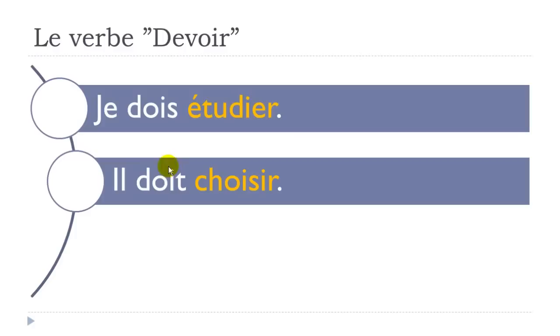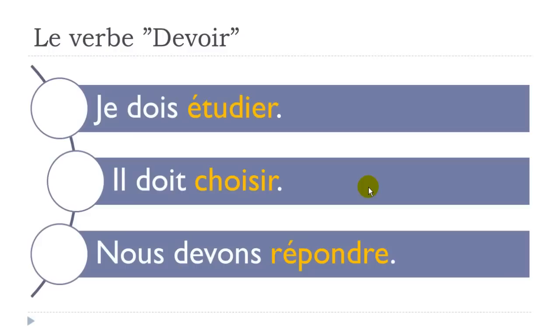Then, il doit choisir, okay? Same thing here, choisir means to choose, okay? And so I did put here the infinitive form, so the basic form, IR form, il doit choisir. Okay, he must choose. And the last example, nous devons répondre. Répondre is to answer. Répondre here, okay. Nous devons répondre. We must answer. Nous devons répondre.